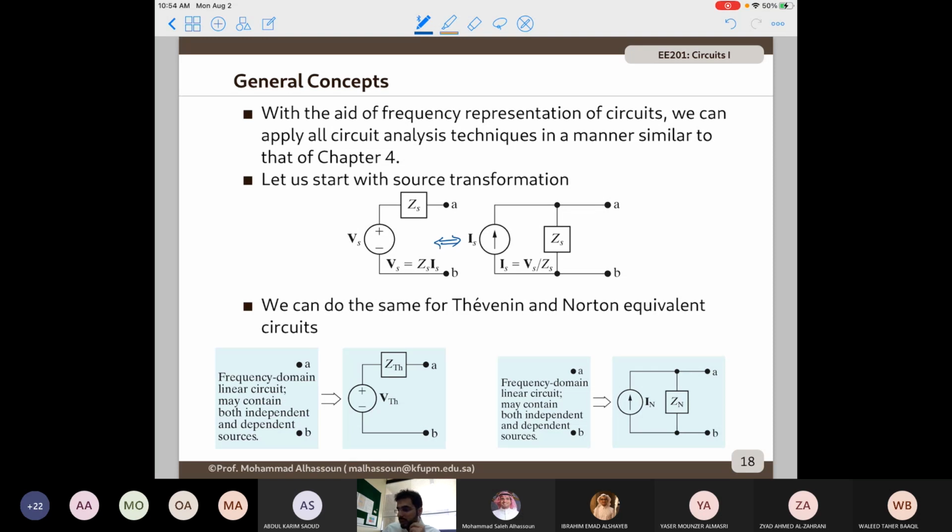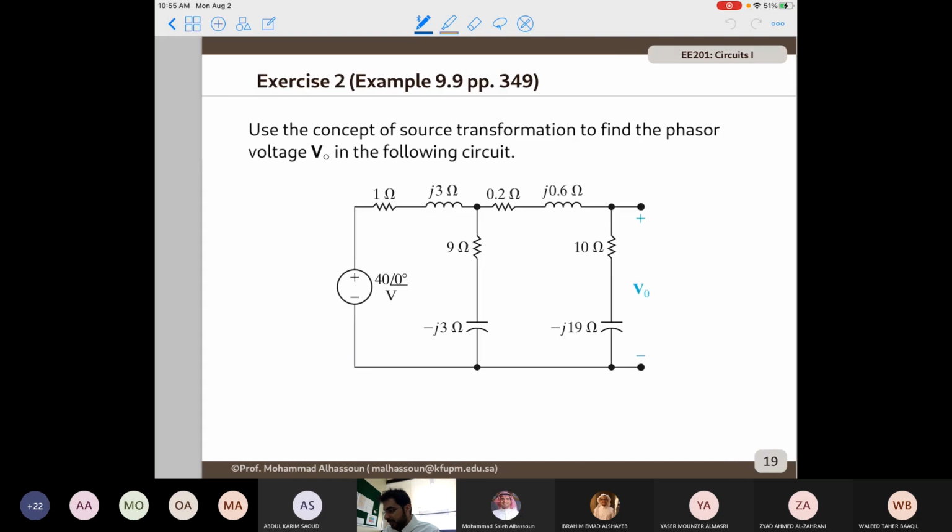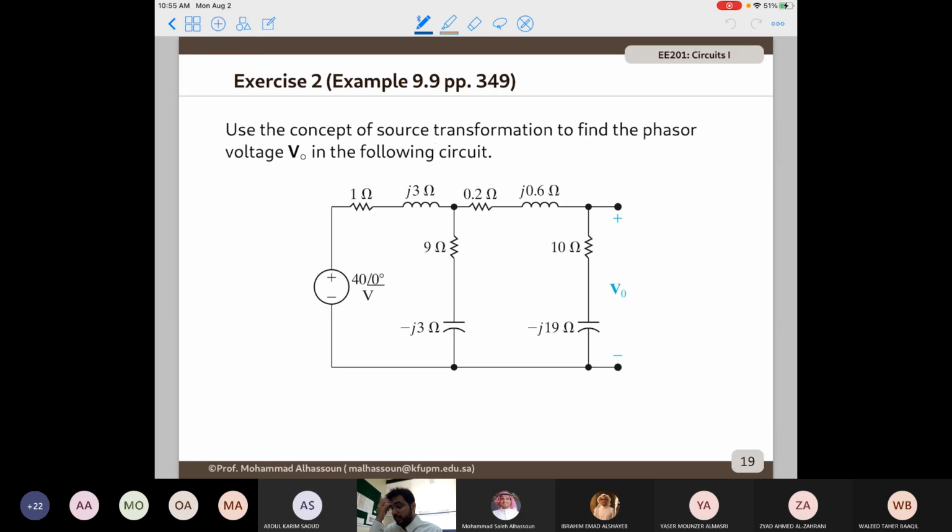The relation between the currents and the voltage is exactly the same as in the case of DC circuits. The only difference here is the currents and the voltage are complex numbers. We can also write Thevenin and Norton equivalent circuits, and we will explain this in the following exercise. So let's start with this exercise.